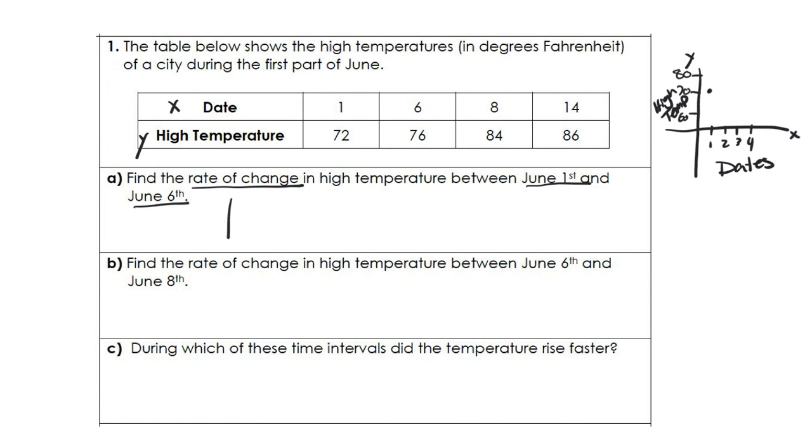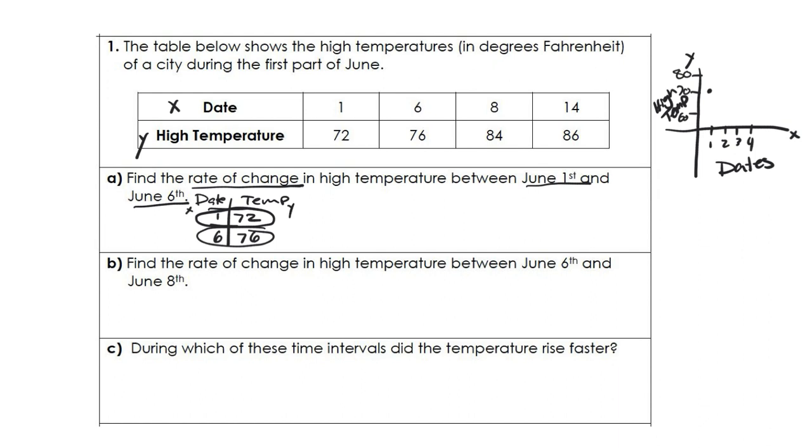Well, I can now go date, temp. I'm going to make a table this way. It'll help me a little bit. On June 1st, it was 72. And on the 6th, it was 76. So here's an ordered pair, here's an ordered pair. And I said date was x and temp was y.